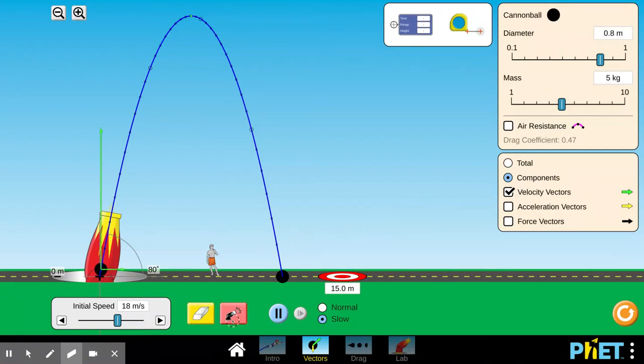So let's fire it again. Now, if you notice, this horizontal, x-axis component, that arrow remains constant. And you're going to notice that because of gravity, this vertical y-axis arrow or vector pointing upwards is going to constantly change. See how it's shrinking? Now, at the very peak, watch what happens. It disappears.